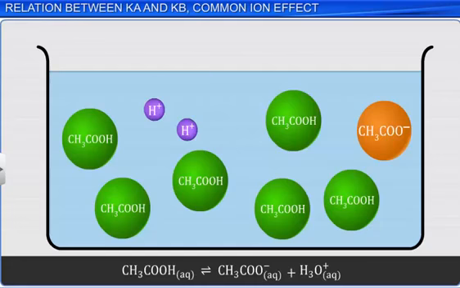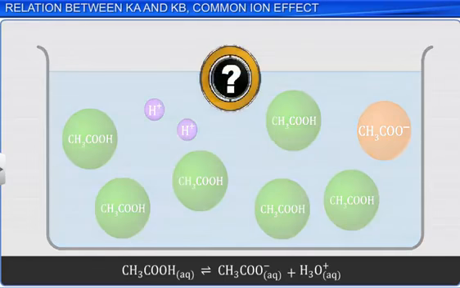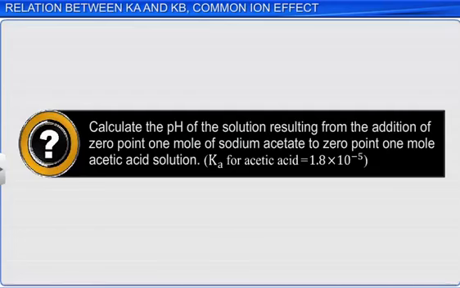You will learn how to evaluate the pH of the solution when an electrolyte containing a common ion is added to a weak acid or base through a problem. Calculate the pH of the solution resulting from the addition of 0.1 mole of sodium acetate to 0.1 mole acetic acid solution. Ka for acetic acid is equal to 1.8 × 10^−5.